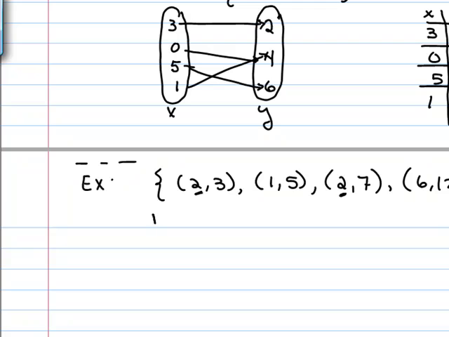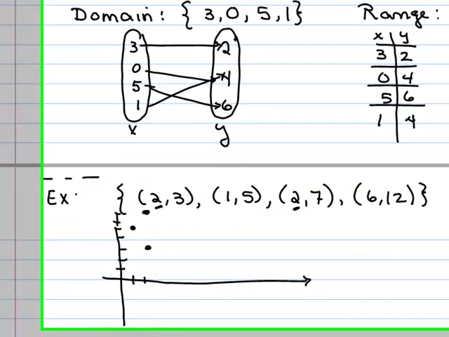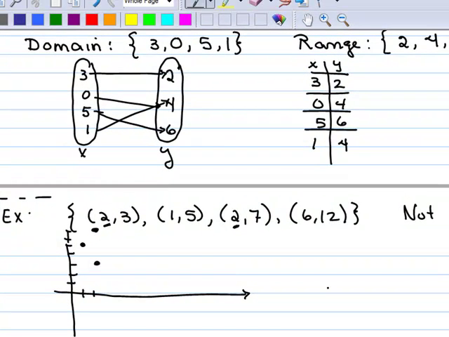You can also see, for example, in a graph, if you were to plot these points, come over to 2, go up to 3, and at 1 it's up to 5, and at 2 you're up to 7. You can stop right there because you can see that you have the same x value in this picture. So again, not a function.